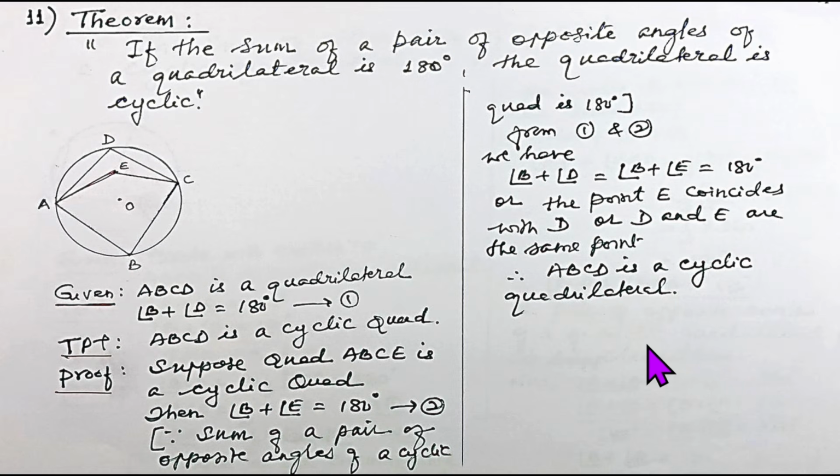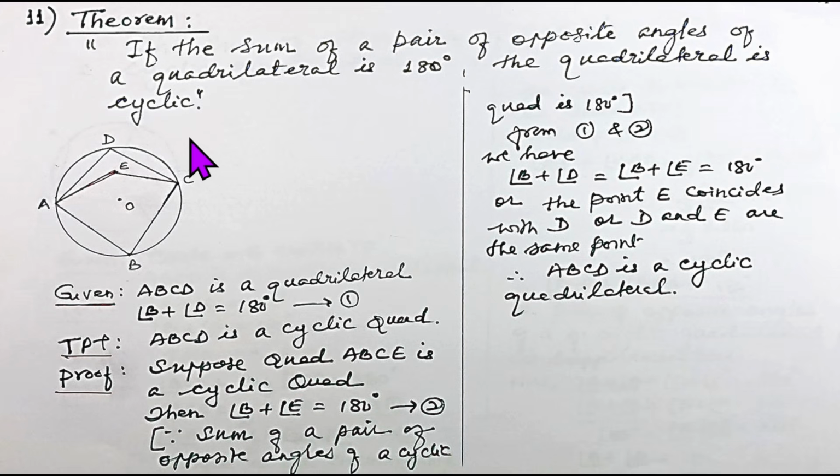Now coming to the next important property, the theorem again. If the sum of a pair of opposite angles of a quadrilateral is 180 degrees, then the quadrilateral is a cyclic quadrilateral. Now again let me explain this to you. We are given a quadrilateral ABCD. Now if the sum of angle A plus angle C is 180, or angle B plus angle D is 180, then ABCD, which is a quadrilateral, becomes a cyclic quadrilateral. That is the meaning of that. If the sum of a pair of opposite angles of a quadrilateral is 180 degrees, then the quadrilateral is cyclic.